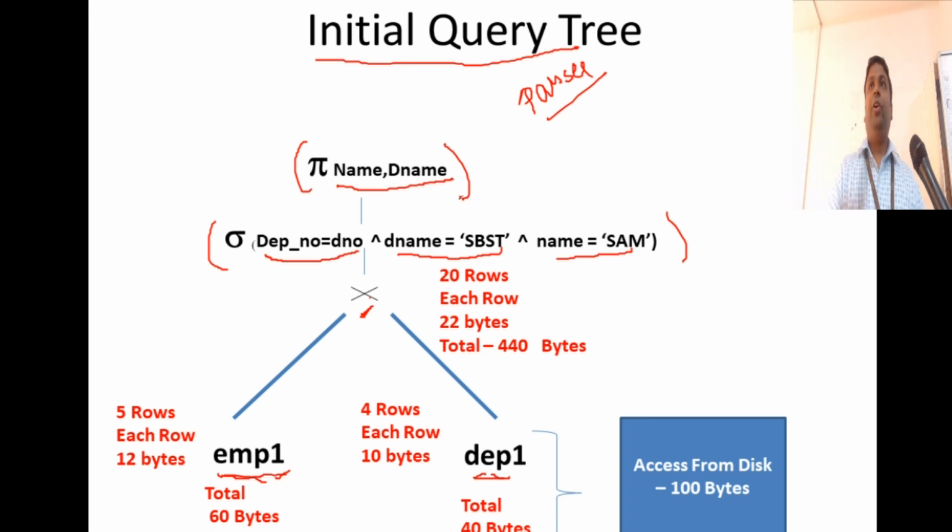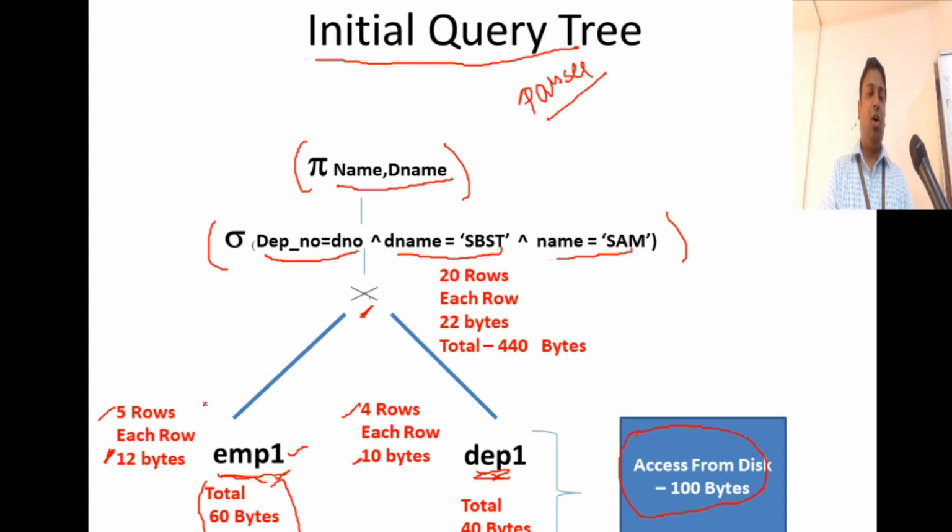So now we have to look into some statistics here. If I want to perform this, how many bytes am I going to access from the disk? What will be the size of the intermediate relation? All these things we have to focus on. When you talk about the employee table, totally we have 60 bytes on the disk, 5 rows each containing 12 bytes. We have already understood that. And when you talk about the department table, 4 rows each containing 10 bytes, so the total is 40 bytes. So you have to access a total of 100 bytes from the disk.